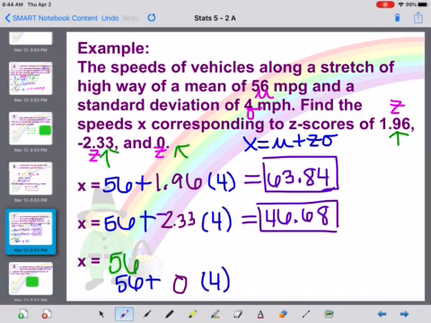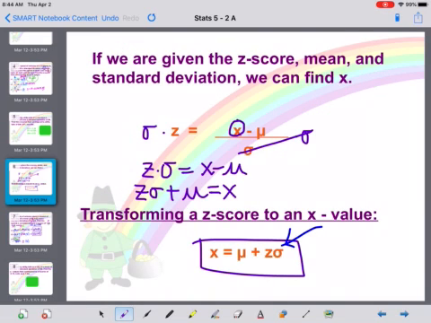When your z-score is negative, your x value has to be below the mean. 56 plus 0 times 4, 0 times 4 is 0, so that's just 56, because if your z-score is 0, then your x value is equal to your mean, okay? So those are the 2 formulas. These 2 formulas are the ones you're going to be using depending on if you're given the x value or if you're given the z value, okay? If you're given x, you use the top one because you're trying to find a z. If you're given z, you use the bottom one because you're trying to find x.